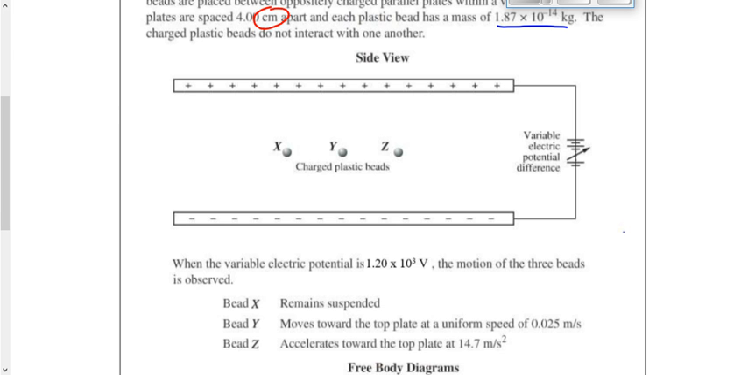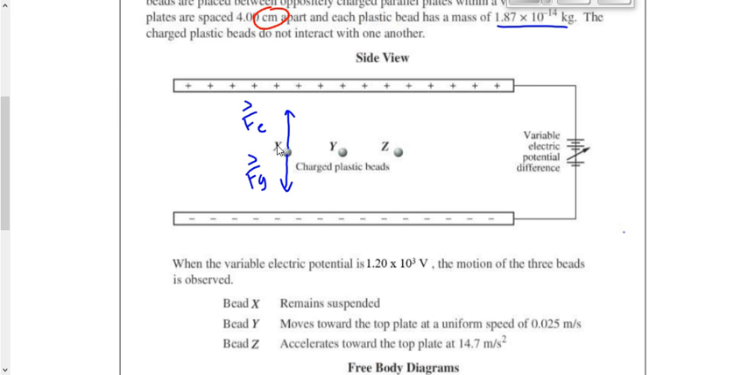Bead X remains suspended. Gravity acts which way when a charge is suspended? Down. Good. So we're going to make gravity down in this case. If it's suspended, the electric force is going to point which way? Upwards. And what do we know about the magnitude of the electric force? It's exactly the same. If it's suspended, then the electric force has to be equal and opposite to the force of gravity.